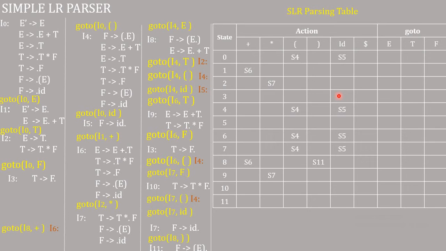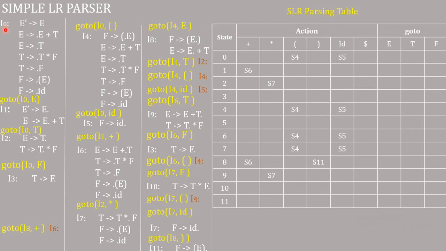If in a particular state or in a particular item set the dot is followed by a terminal, then we have applied the shift operation. Suppose it is being followed by a non-terminal, then you have to go with the go to operation. Okay, let me make it clear.